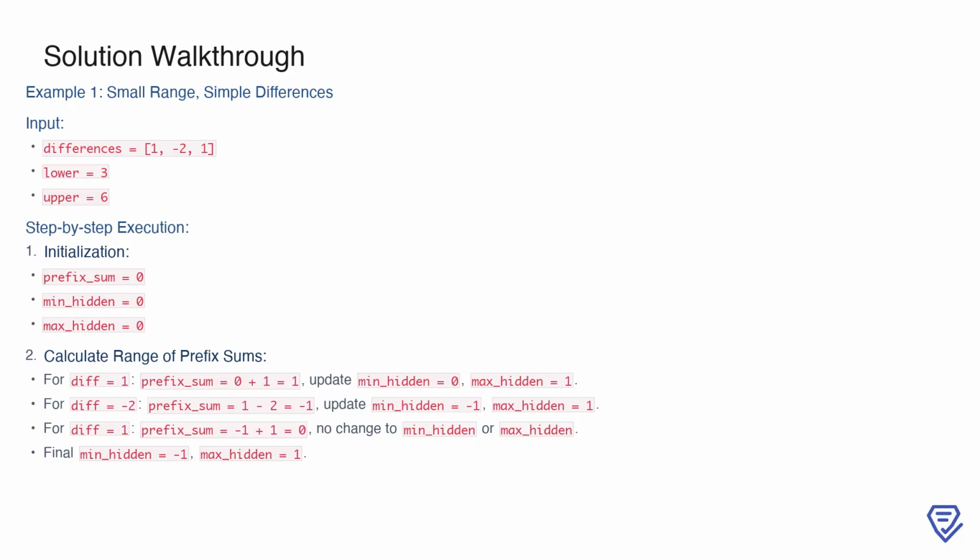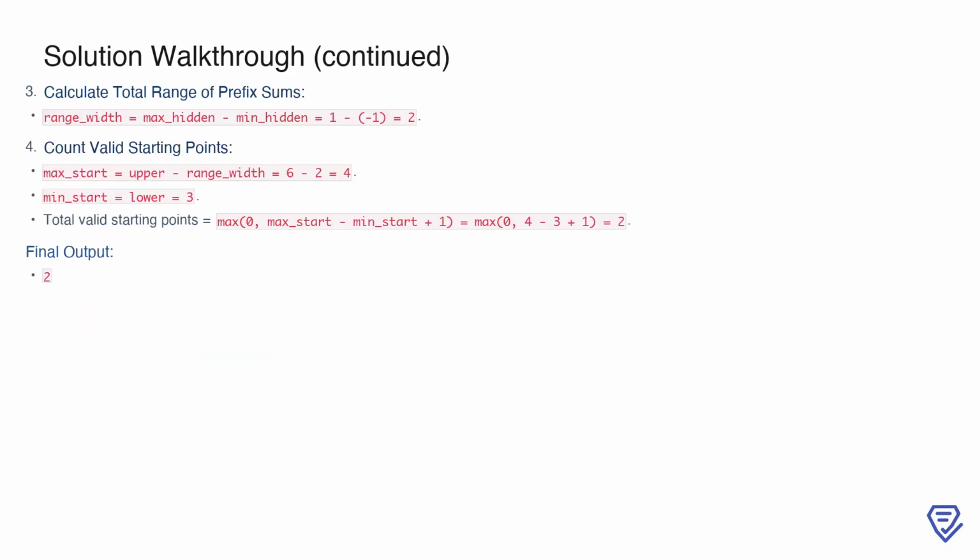Finally, for the last difference, 1, we add it to prefix_sum, bringing it back to 0. In this case, min_hidden and max_hidden remain unchanged. The final values are min_hidden as -1 and max_hidden as 1. Now that we have the range of prefix sums, we calculate the total range width by subtracting min_hidden from max_hidden. This gives 1 minus -1, which is 2.